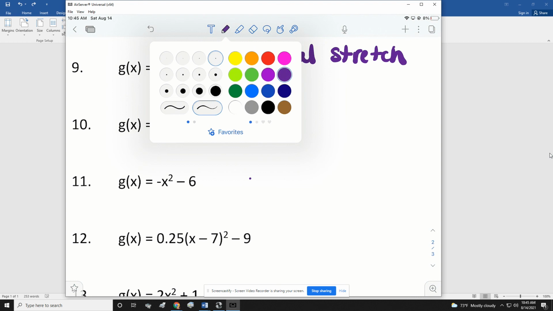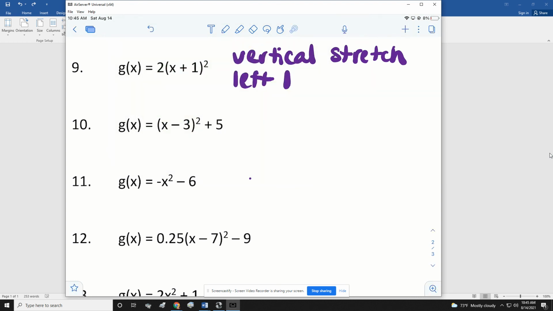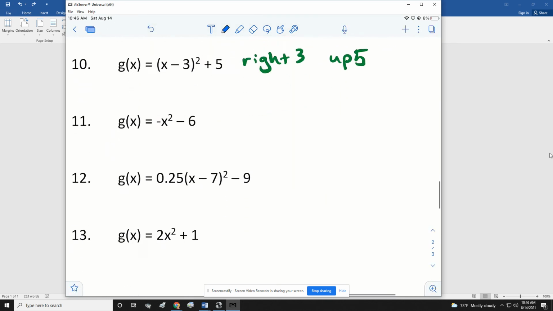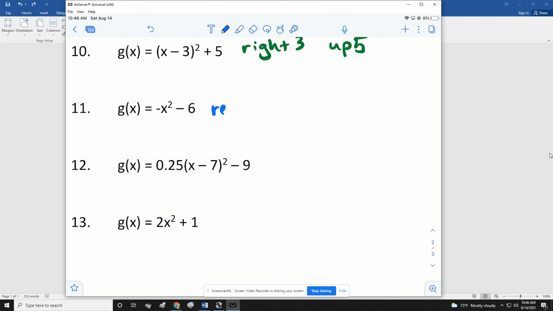All right, number 10, because of the minus 3 inside, we are going to shift right 3. Plus 5 outside is up 5. Okay, this negative is outside because there are no parentheses or brackets or anything. So everything on this problem is happening on the outside. So that's going to be reflection on the x-axis. And then minus 6 is going to be down 6.